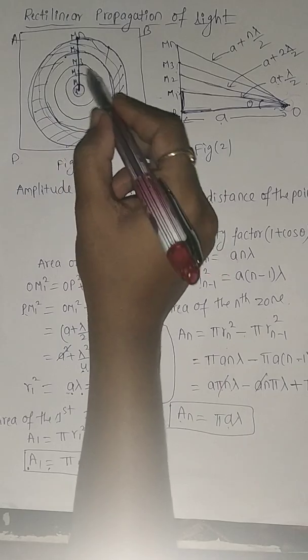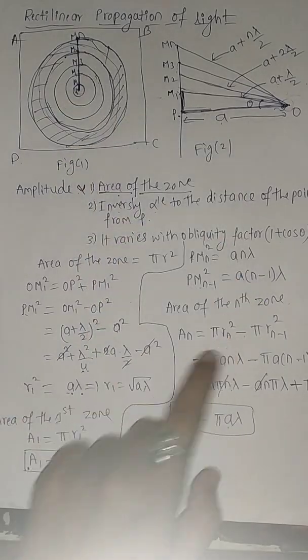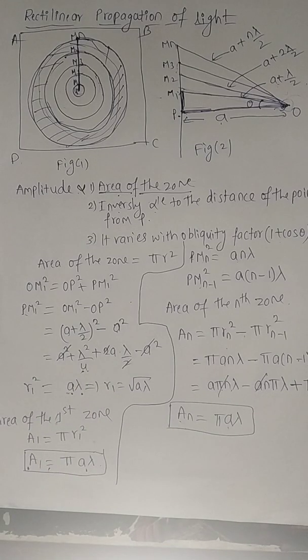Area of the third zone, means M3, understanding, only this part. So the same procedure applies. If you go on calculating, every time the area of the zone will be the same, that is pi a lambda only. You can try this one also. After finishing this video, you can try the A2 value, A3 value, like that. If you try, you will get the same quantity, which is nothing but pi a lambda.